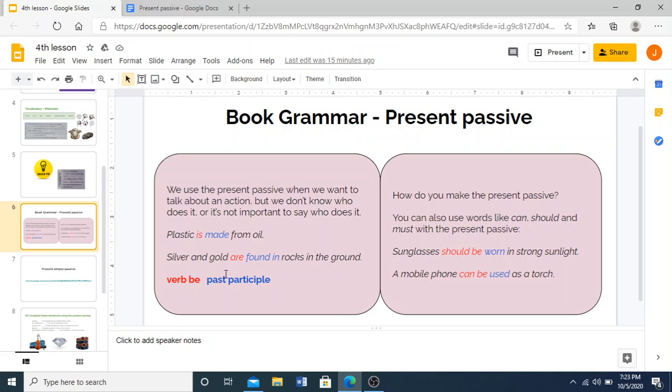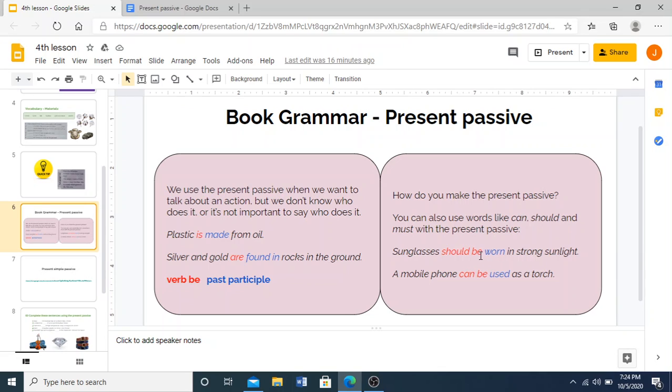So how do you make it? It's simple. Use the verb form of be and the past participle. Be here can be is or are. The present form of be is and are. So use is and are and the past participle form of a verb to form the present passive. You can also use words like can, should, and must with the present passive. For example, sunglasses should be worn in strong sunlight.